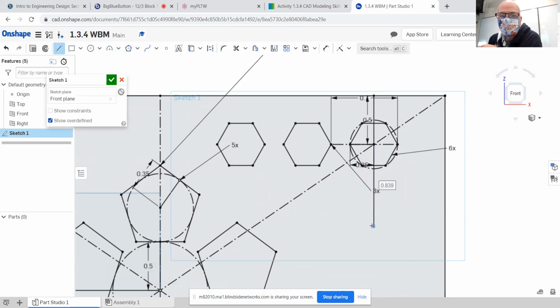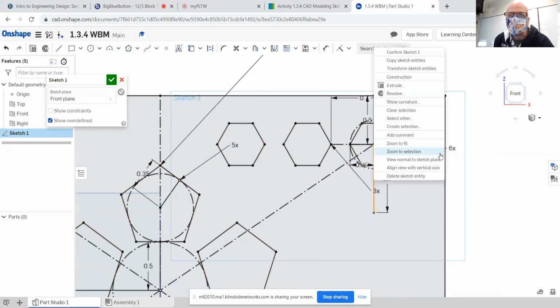See? 0.7. Nothing happened. Why is nothing happening? I'm using the wrong mouse and keyboard. 0.7. Enter. Okay. And I'm going to change that because I have some sort of OCD going on.